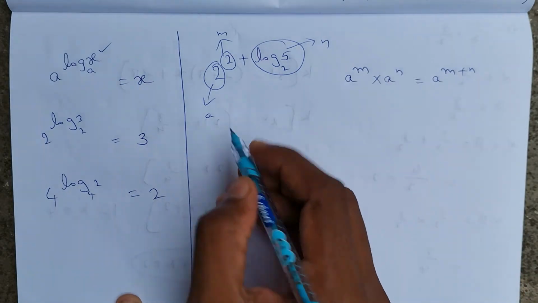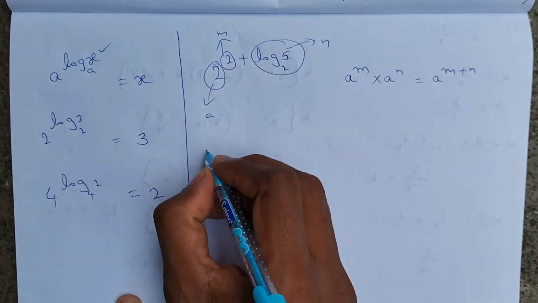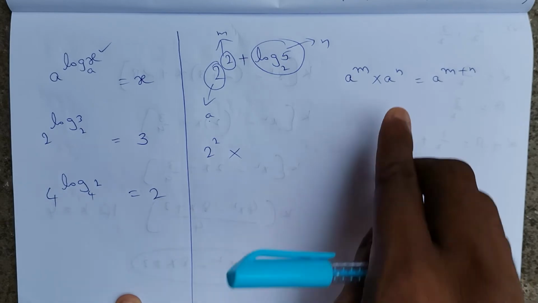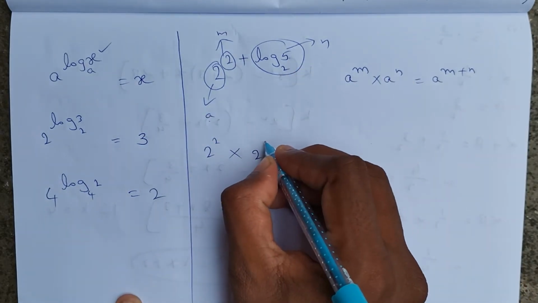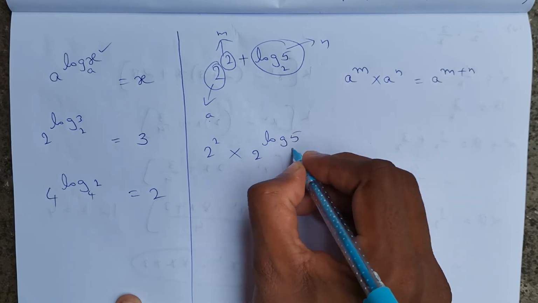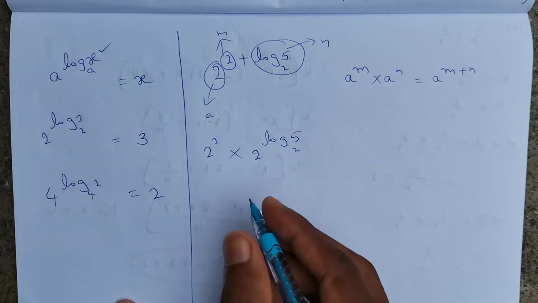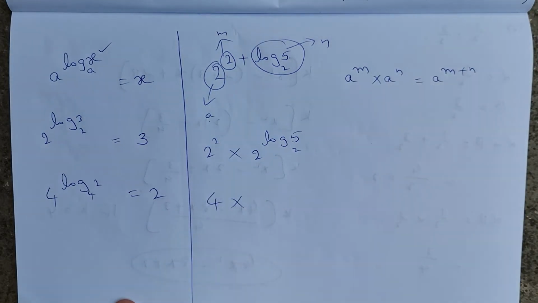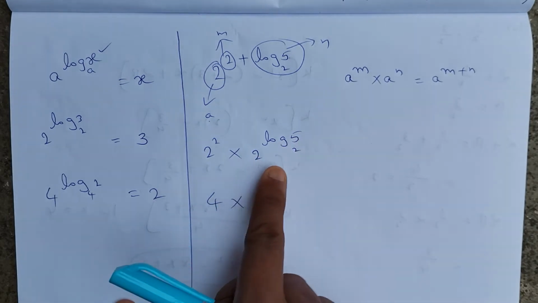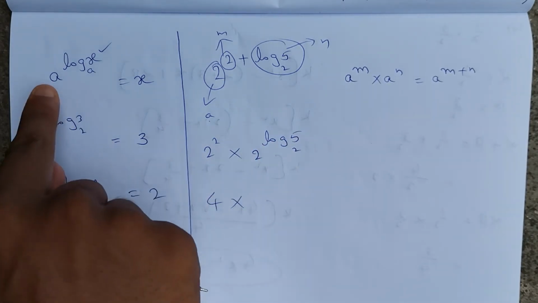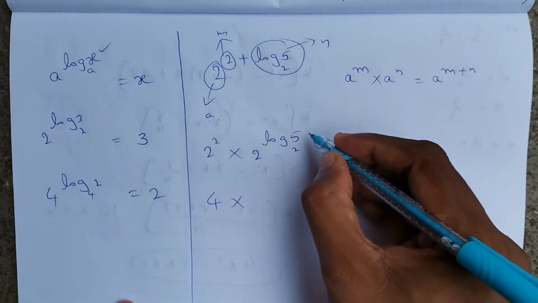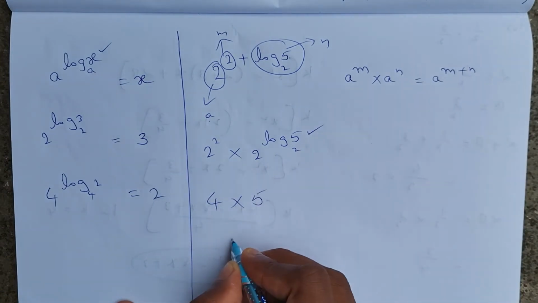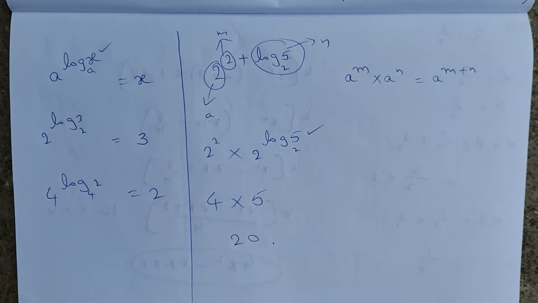In the same way, 2 power 2 into 2 power log 5 base 2. Here, 2 square is 4, into 2 power log 5 base 2. Now this 2 power log 5 base 2 is in the form of a power log x base a. Here 2 is there, here 2 is there, so the answer will be 5. So 4 into 5 is nothing but 20.